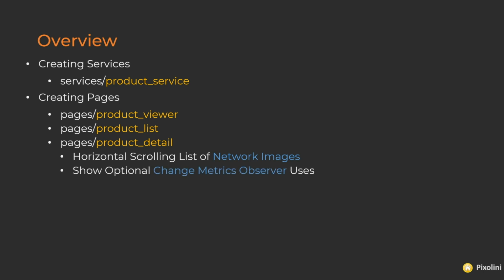You will create the product detail page, which will have a horizontal scrolling list of network images, and we will also show the optional Change Magic Observer class, and we'll see what kind of usage you can do with that. You will also create the product list detail split screen page, which will have the split screen layout for tablet and web layouts.